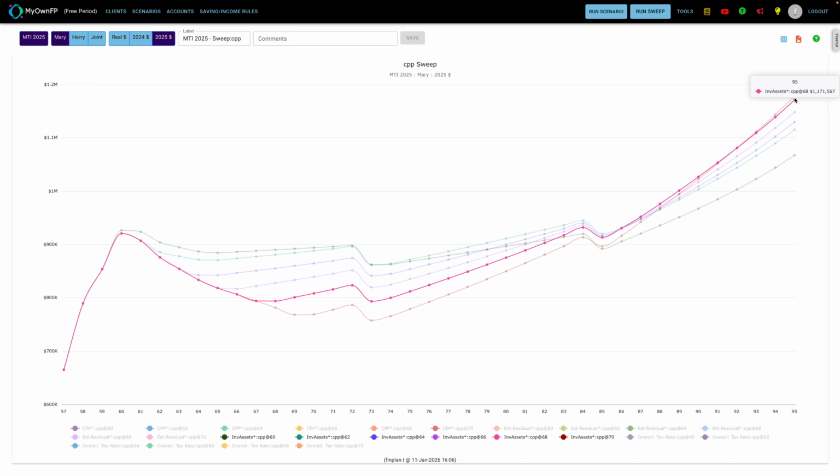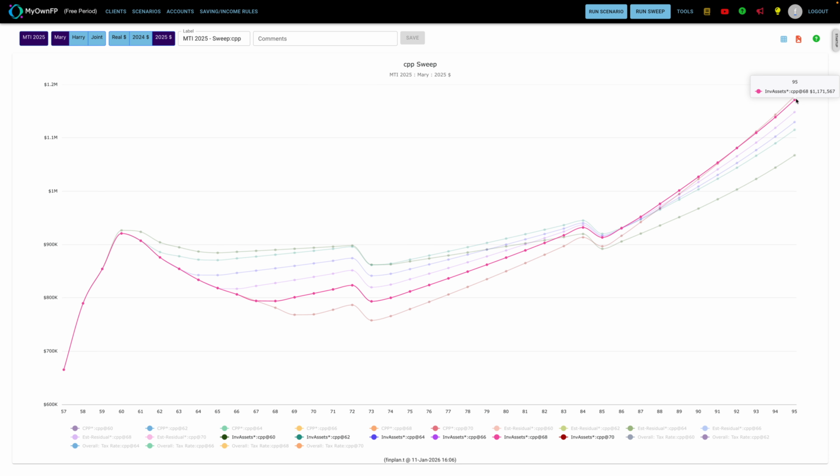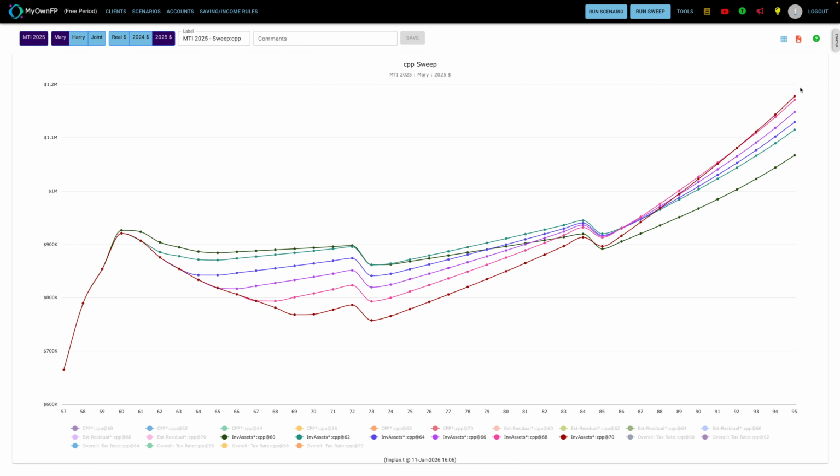We have $1 million in investments. This is for Mary. We could look at the same for Harry, but it's basically going to be the same. Taking that into account, those two lines are very similar. Obviously, if you live to 100 or 105, then the CPP at 70 is going to win out. The 68 to 70, if it did 69, it would probably be in the middle. 70 probably wouldn't even win out till 95, practically in that case.